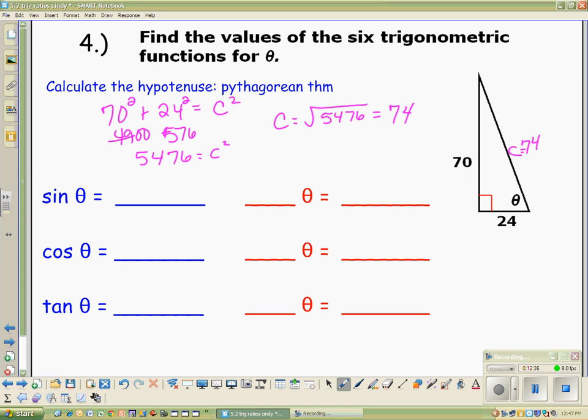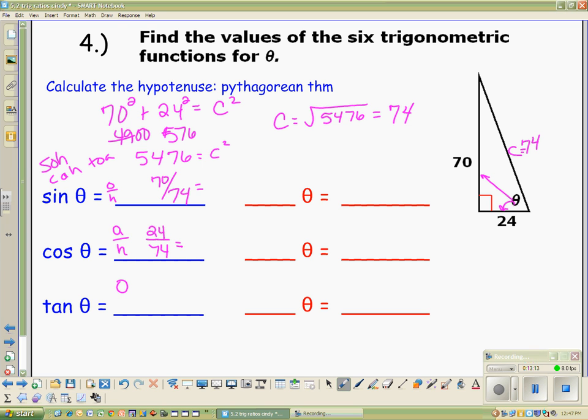Now walking through the 6 trig functions, sine compares opposite to hypotenuse. Remember your SOH CAH TOA. So I need the opposite side from theta. Opposite theta is our 70. It gets compared to the hypotenuse of 74, and then reduce that down. Take a moment and do that. Cosine is adjacent compared to hypotenuse. Adjacent side is right next to my theta, and that would be 24 compared to 74, and reduce that down. Take a moment and do that.